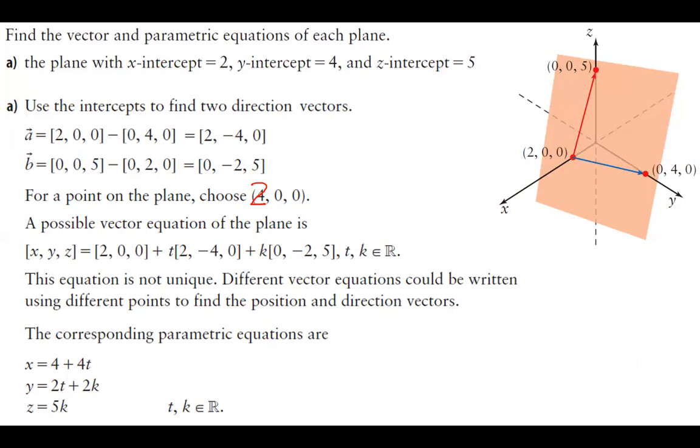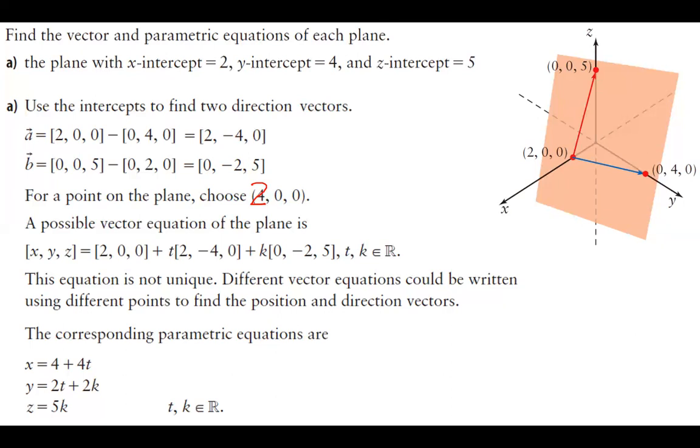So a possible vector equation of this plane is (x, y, z) equals (2, 0, 0) plus t times (2, -4, 0) plus k times (0, -2, 5), where t, k belong to the real number set. So this equation is not unique, like I said. You might have some other solutions, right? Different vector equations could be written using different points to find the position and direction vectors.